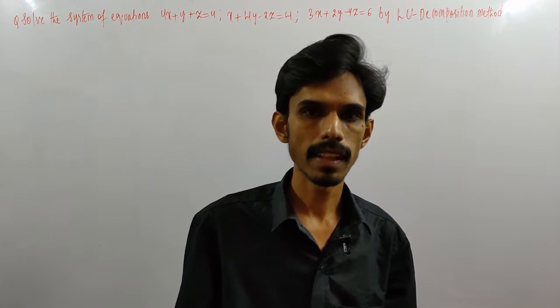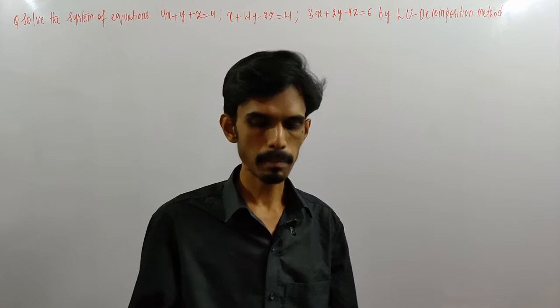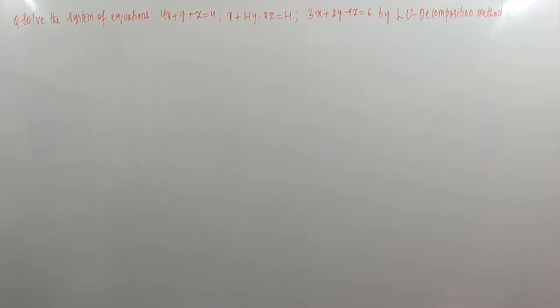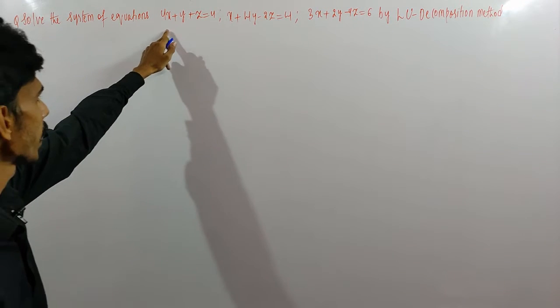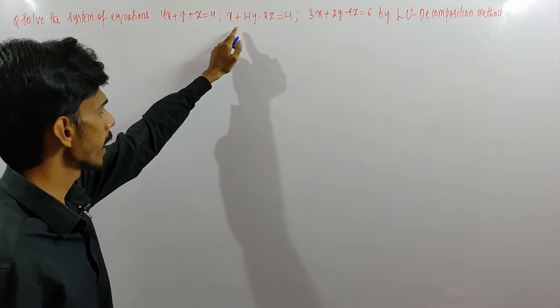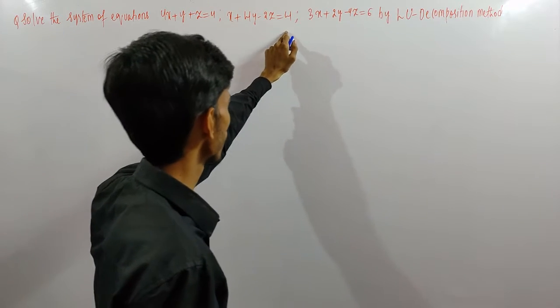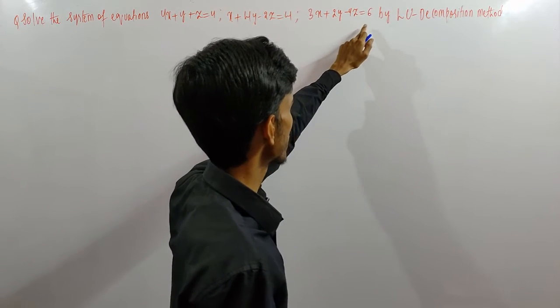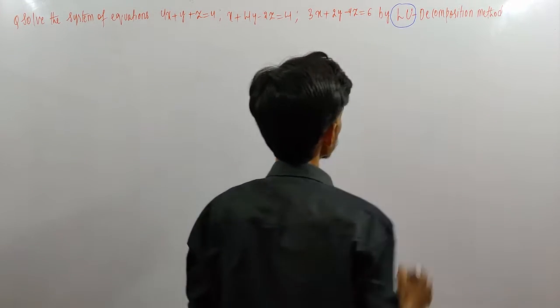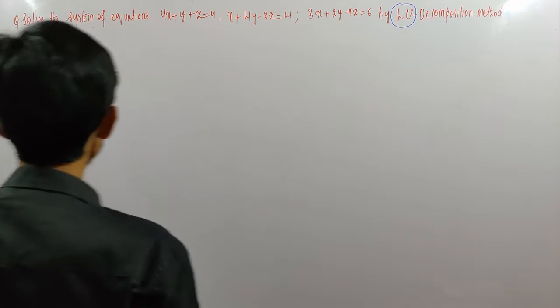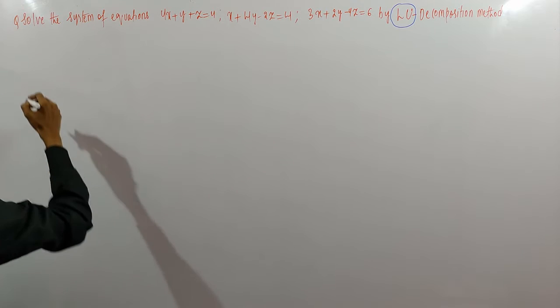Today I am going to discuss the LU decomposition method in matrices. We have been given this question: solve the system of equations 4x plus y plus z equal to 4, x plus 4y minus 2z equal to 4, 3x plus 2y minus 4z equal to 6 by the LU decomposition method. Let us see what the LU decomposition method is.